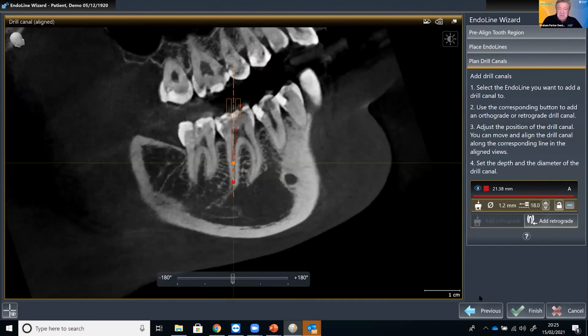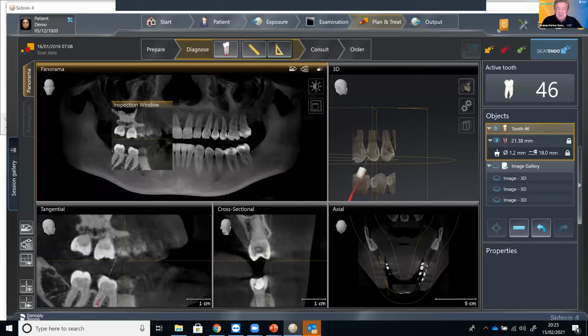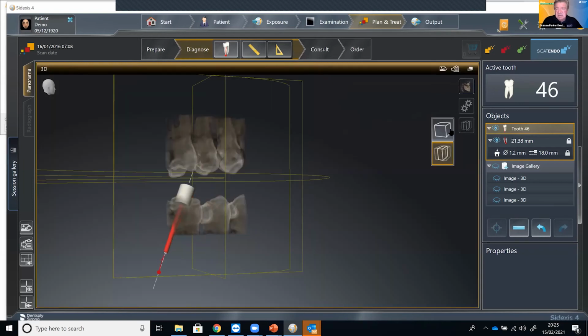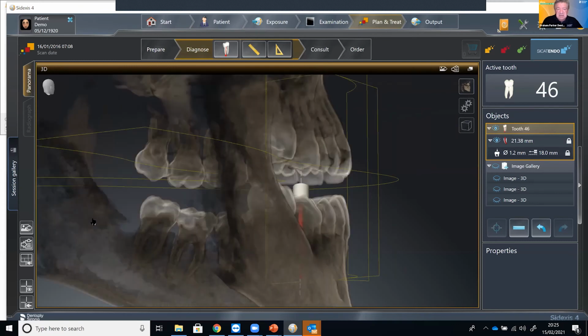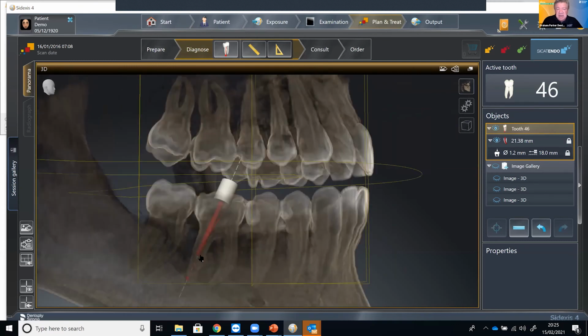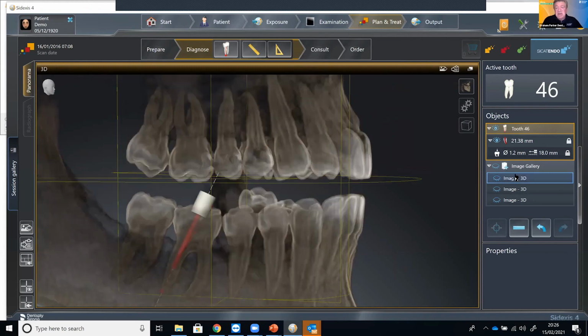Like so, and when I'm happy with that, I can click finish. And in our 3D rendered view, let's just get rid of that, you can see your access path in the actual tooth. So you can actually do this in front of your patient.